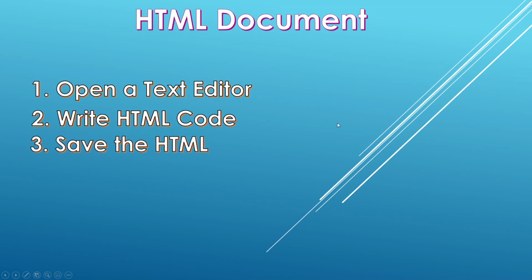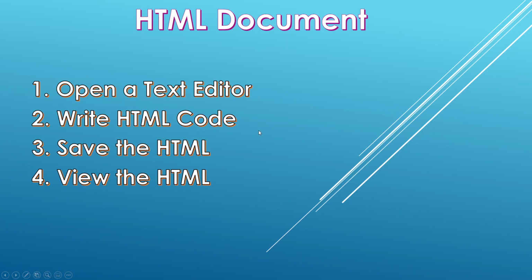The third step is to save the HTML that we have just created, and we are going to save this as a .html file or document. The next and last one is to render or view the HTML that we have just created on a browser. So that's what we are going to do. I'm going to start by creating this in a simple text editor such as Notepad, and then we're going to do the same thing in Visual Studio Code.